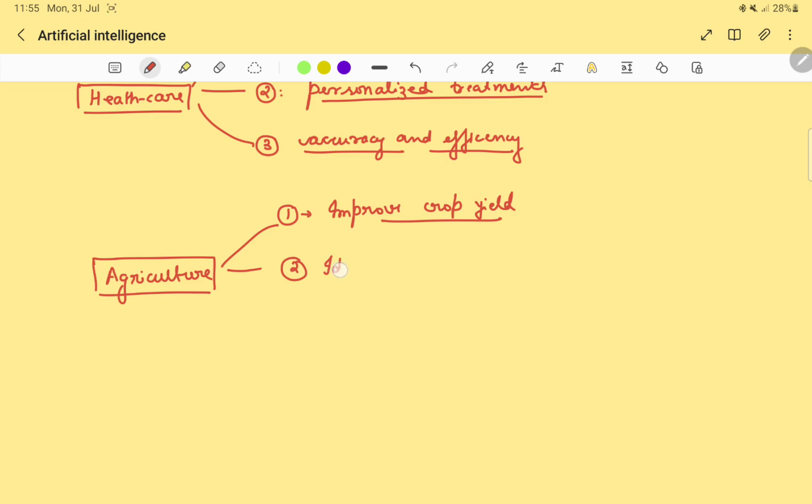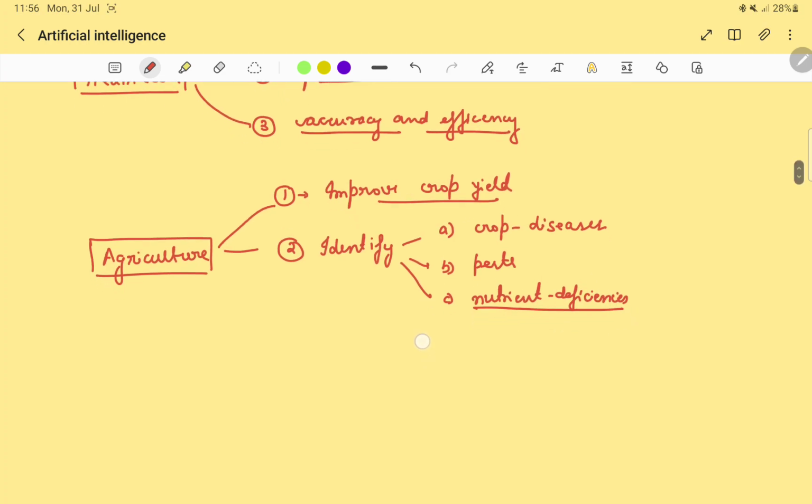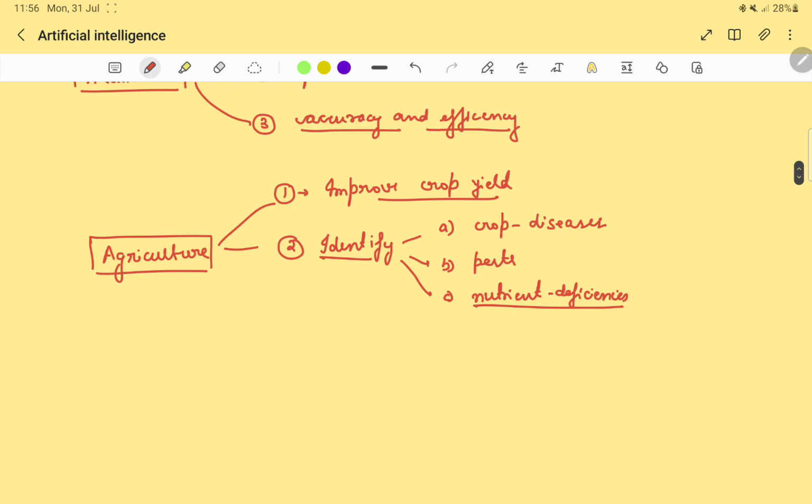So it can identify, let's say, certain crop diseases, then some pests which are attacking it, and thirdly, it may also identify the nutrient deficiencies. So it may identify crop diseases, pests, and nutrient deficiencies. These are the first 2 points.